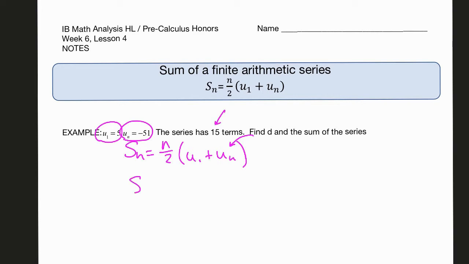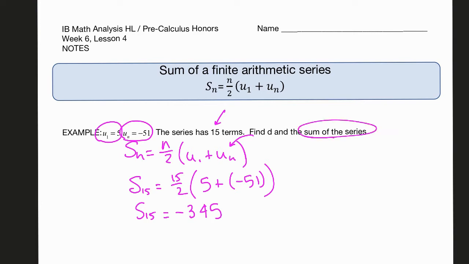So here we go. The sum of the first 15 terms, that's 15 over 2. The first term was given to me. The last term is given to me. And if I just do some simple arithmetic, break out my handy dandy calculator, I should get negative 345. Now, that is the sum, right?